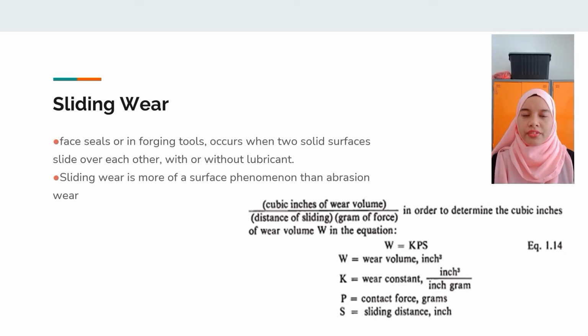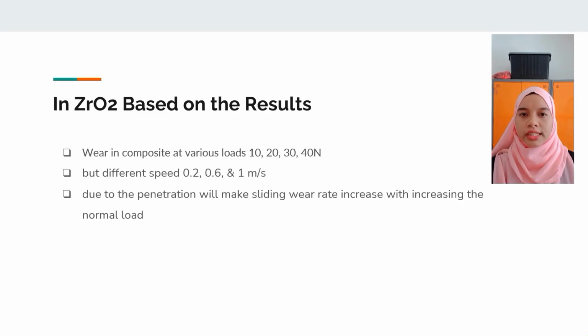Sliding wear is a phase of surface damage that occurs when two solid surfaces slide over each other with or without lubricant. Sliding wear is more of a surface phenomenon than abrasive wear. We can also measure it using the following formula, and this is known as the sliding wear rate.